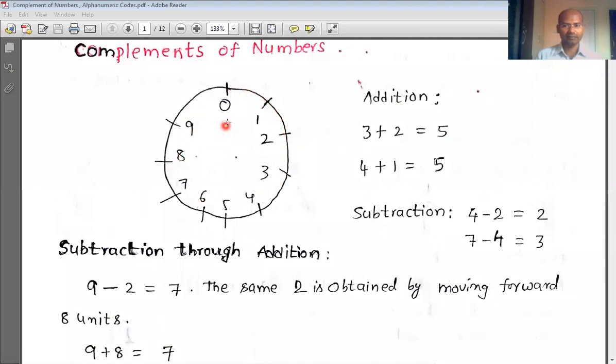Now let's see the idea. Consider this diagram in which we have represented all the 10 decimal numbers starting from 0, 1, 2, 3, 4, 5, 6, 7, 8, 9 and 0 back again, in a circle. Now let's see how we do addition. If you want to add 3 and 2, whose result is 5, how can we use this diagram to do it? Initially, when there is nothing, we are at 0, and we want 2 to be added to 3.